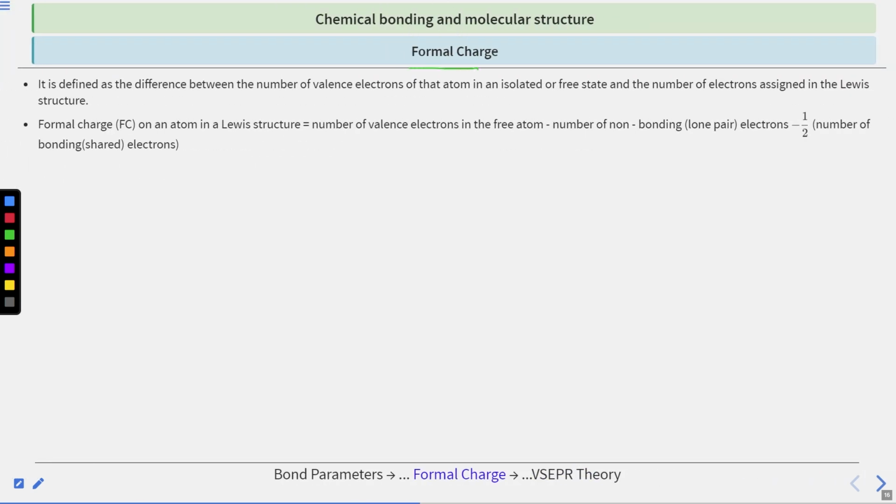So the formal charge is defined as the difference between the number of valence electrons of the atom in an isolated or free state and the number of electrons assigned in the Lewis structure. Formal charge on an atom in a Lewis structure will be equal to the number of valence electrons in the free atom minus the number of non-bonding, that is lone pair electrons, minus half of the number of bonding electrons, that is shared electrons.